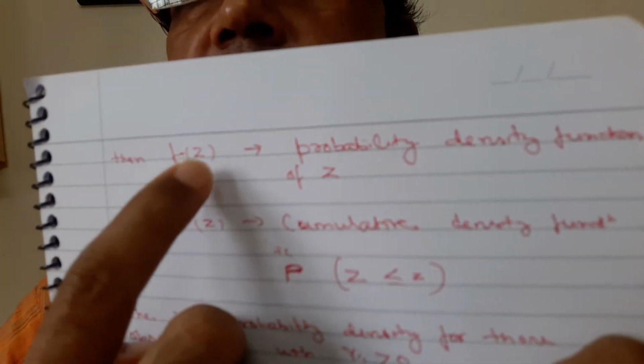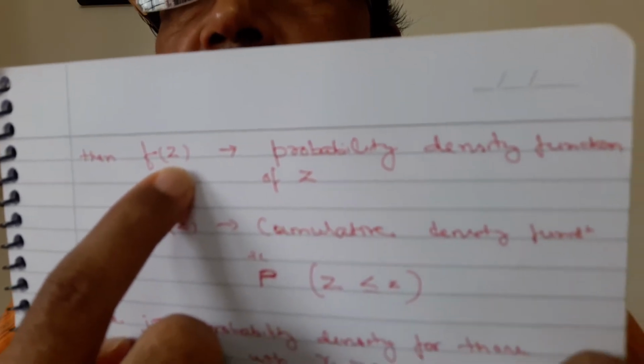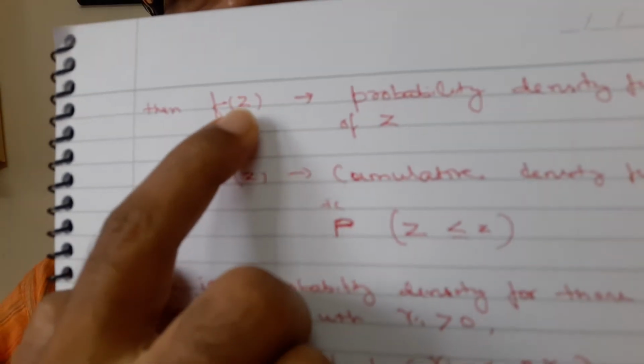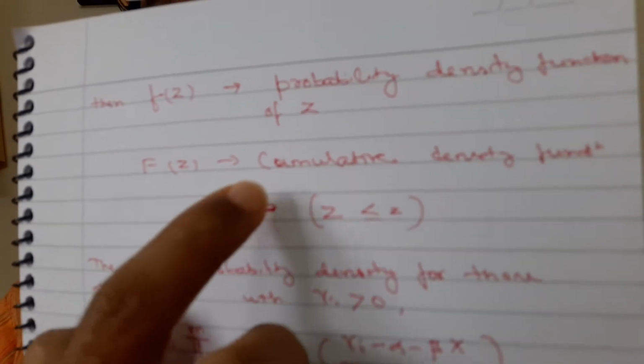Okay, so z is that standard normal which we discussed, which we constructed as u over sigma, and f_z is the probability density function, and then capital F_z. Here it is the small f, here capital F. Capital F_z is the cumulative density function. So how to define the cumulative density function?